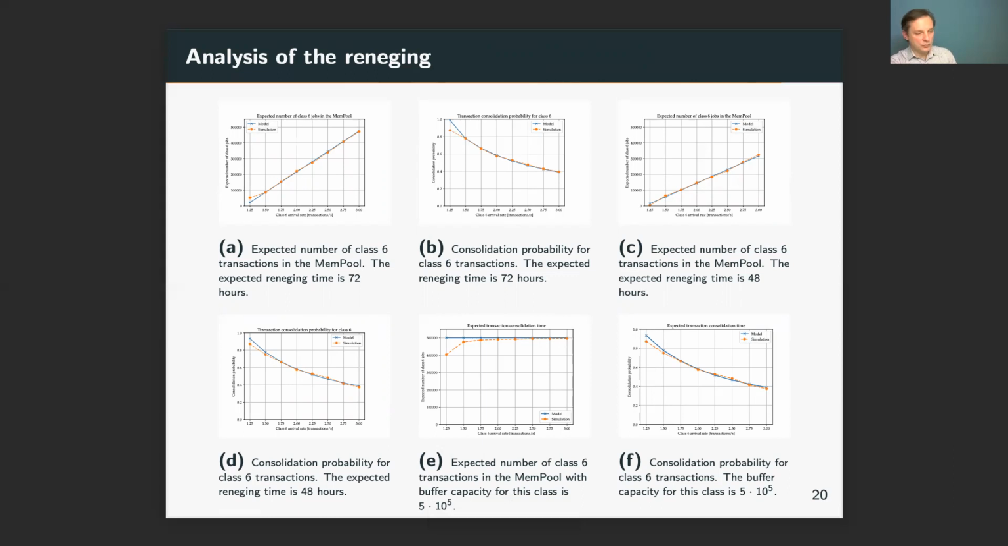Another thing that we should observe here is the analysis of the consolidation probability when the reneging time is 72 hours, while here we have the reneging time of 48 hours. We can see that the two plots are not very different from each other, but case B requires a mempool which is much higher than that of case D. And hence, we are investing more resources of the miner, but we don't gain benefits in terms of a higher consolidation probability.